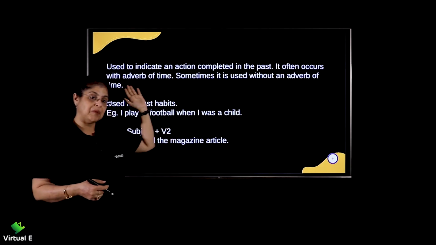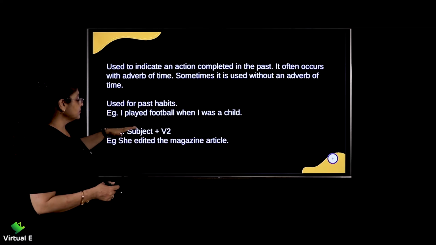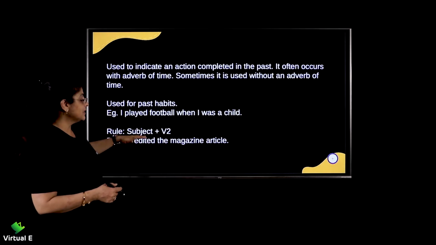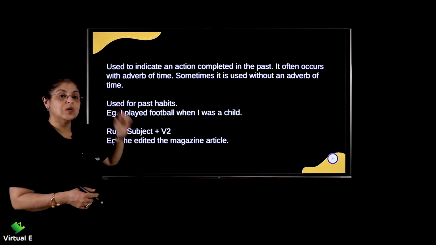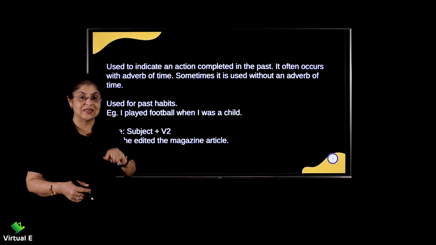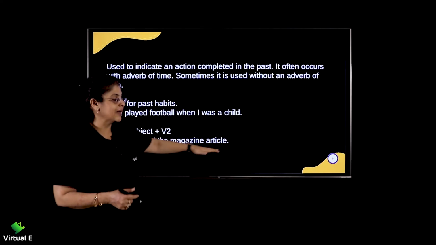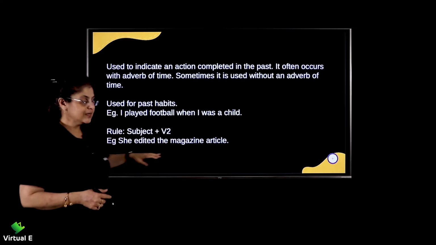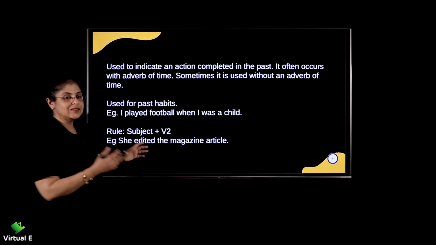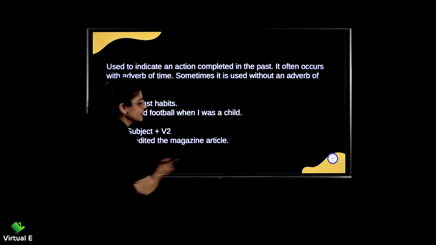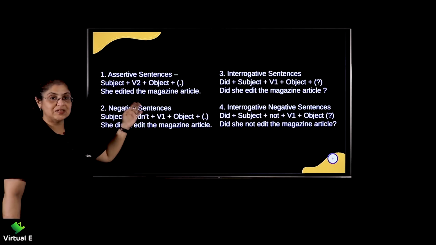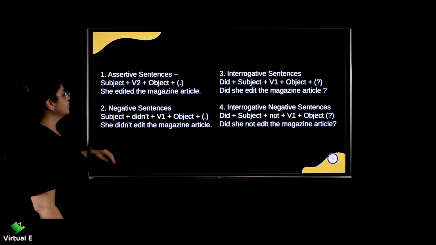Like you're talking about the past, right? Some habit. And how do you form it? It is subject plus verb two. Verb two means your past tense. All the past tense, right? She edited the magazine article. All right? Simple. She edited. It is just a simple past tense, right? Let's go further. When we see the formations, it will be very clear to all of us.